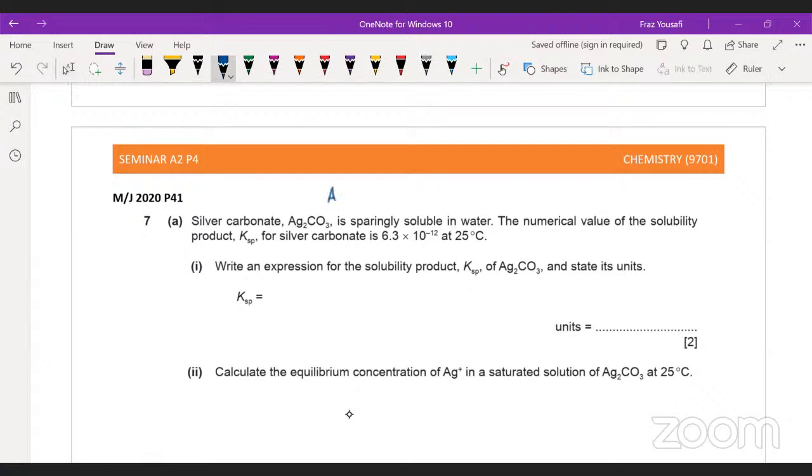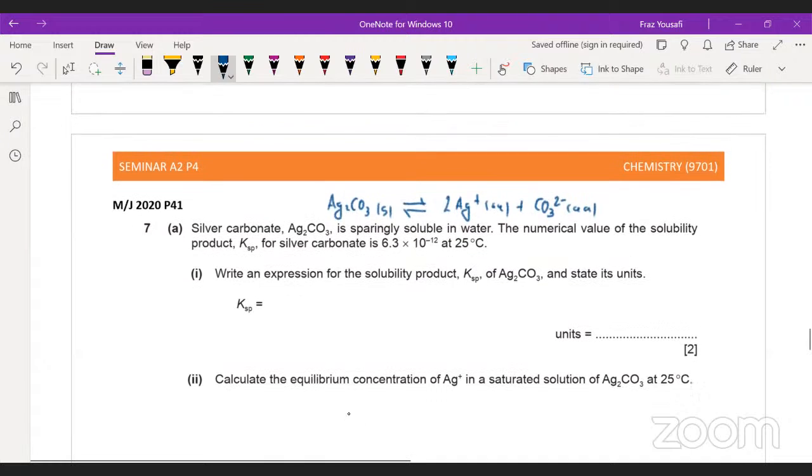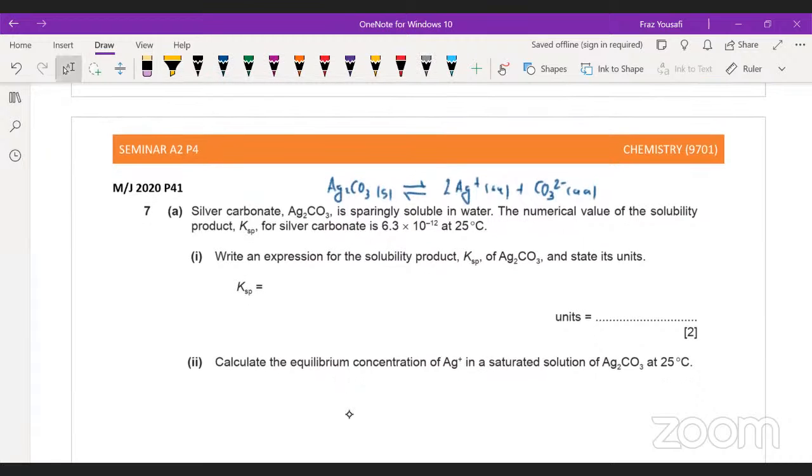What we're doing here just quickly to get this out of our mind and understood. When I get KSP expressions, the first thing that I'm going to do is I'm going to write that KSP expression. So this is my KSP expression, right? That's what it would look like. So if I want the KSP itself, it would look like this: Ag plus squared CO2 2 minus. The unit would be moles to the third over dm minus 9.